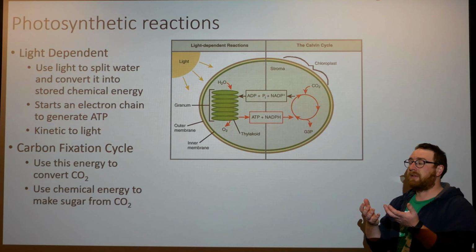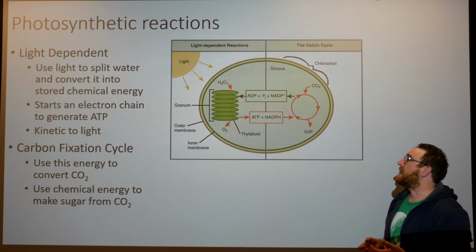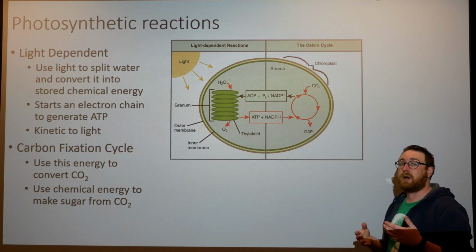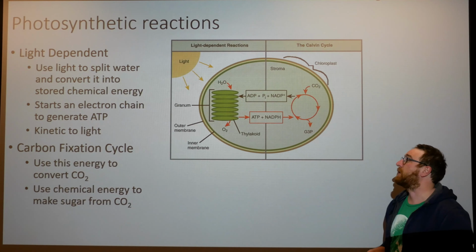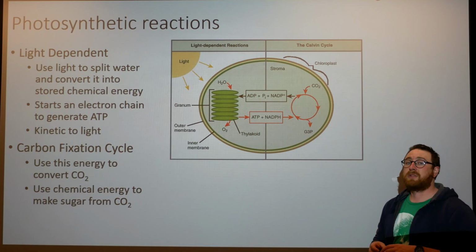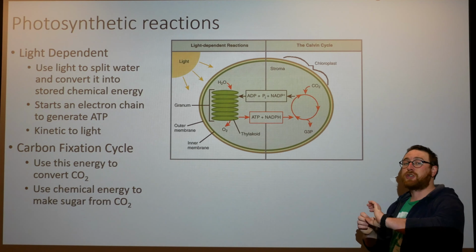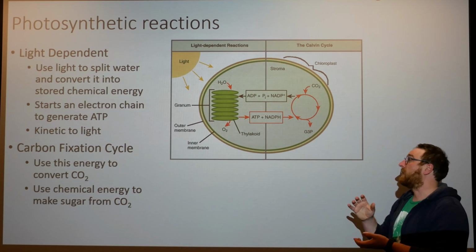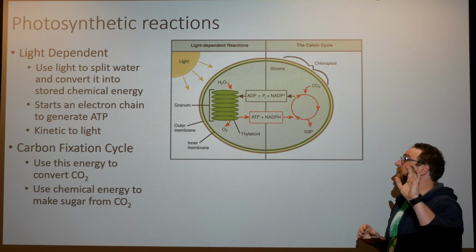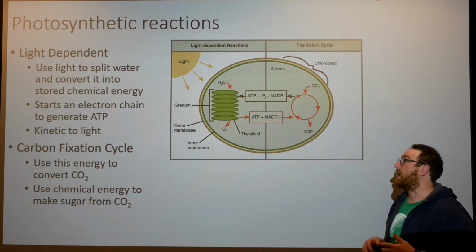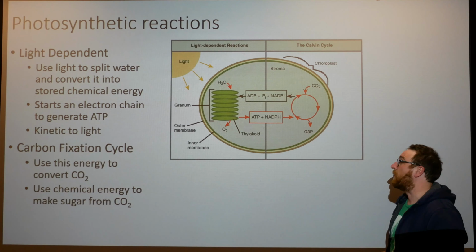And this is where that light's going to come in and start a chain reaction of electron transport by splitting a water molecule. So this is why O2 is a waste product, because we're cleaving off a hydrogen from H2O and leaving an O2 and an H, and that H is what's going to move an electron chain transport.